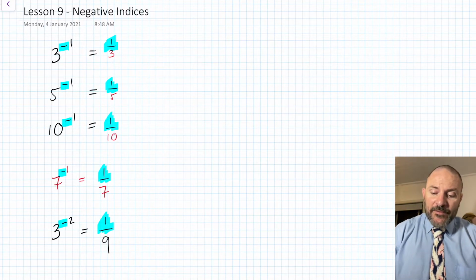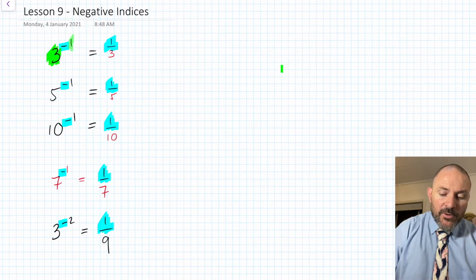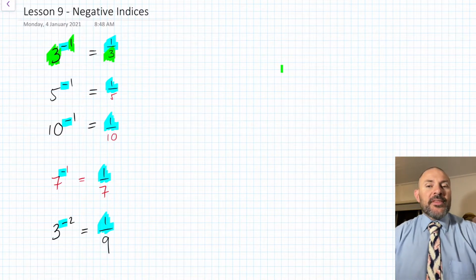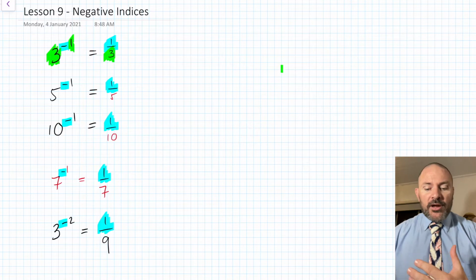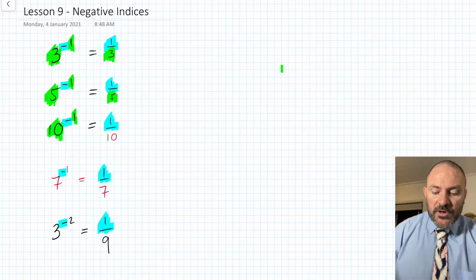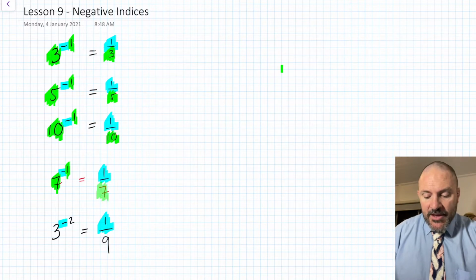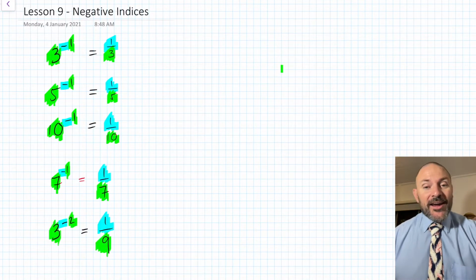Which means whatever is left over, let's do this in green, 3 to the power of 1 is what's on the bottom. But the thing is, when you have 3 to the power of 1, we don't really write 3 to the power of 1, we write 3. Likewise, 5 to the power of 1, we just write 5. 10 to the power of 1, we just write 10. 7 to the power of 1, we just write 7. 3 to the power of 2, we write 9.